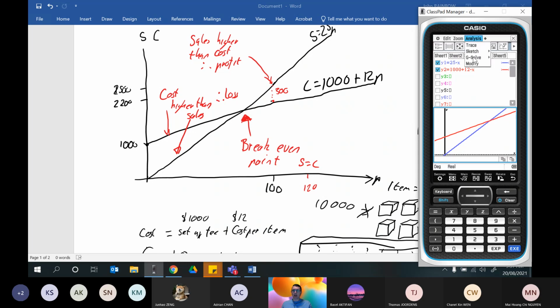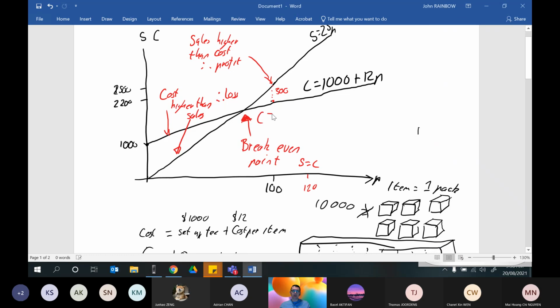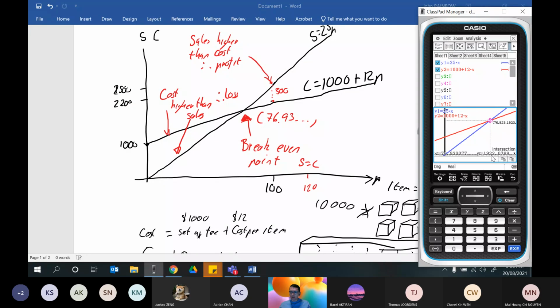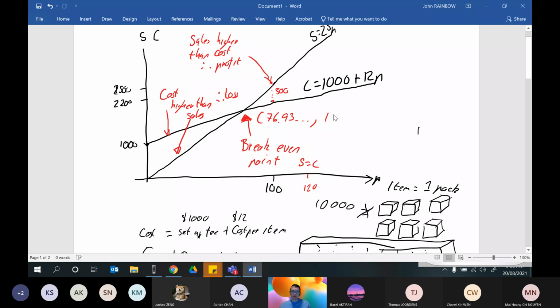To find this point, we're going to go to Analyze, G-Solve, and find our point of intersection. My point of intersection is at, as we can see, 76.93. So our break-even point is 76.93, and the value of that is going to be 1,923 basically. So my break-even is I need to order at least 76.93 pieces.